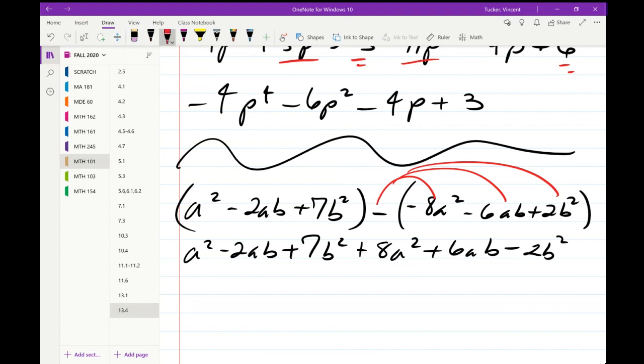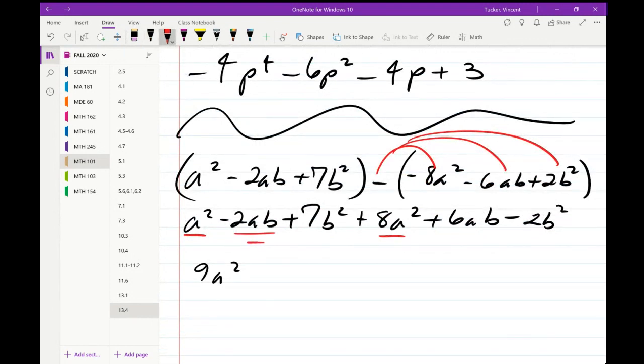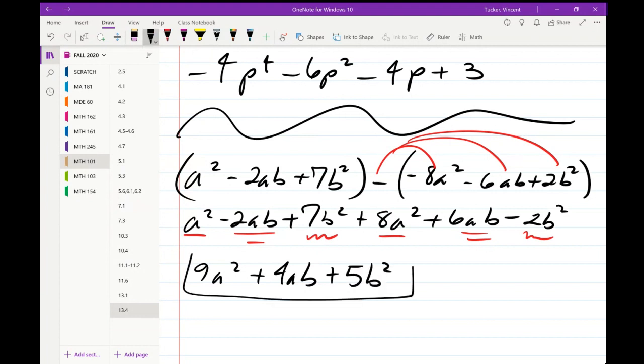All right, combine your like terms. 8a squared and a squared will be 9a squared. Negative 2ab, 6ab will be plus 4ab. And then 7b squared, negative 2b squared, will be plus 5b squared. That'll be the answer.